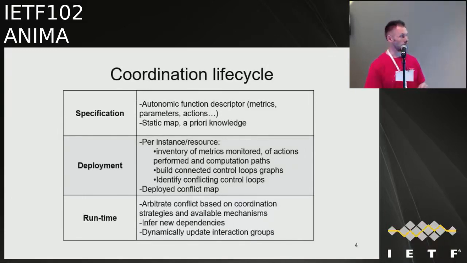And then you have runtime. This is where you have all the autonomic functions really running, operating on the network, changing the different parameters and impacting the metrics. And then you have the dynamic updates of the interaction groups and the interaction map. So these three times need to be taken into account, and can relate to the previous presentation about the life cycle, about when you deploy, operate, and run your autonomic functions.